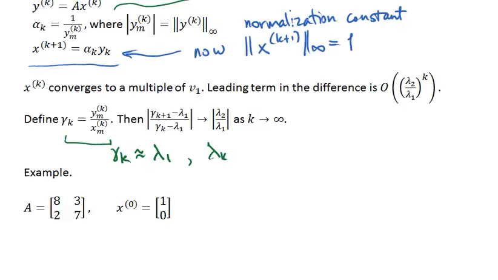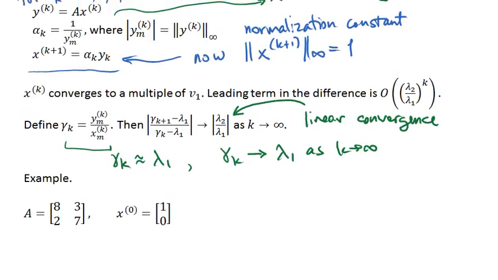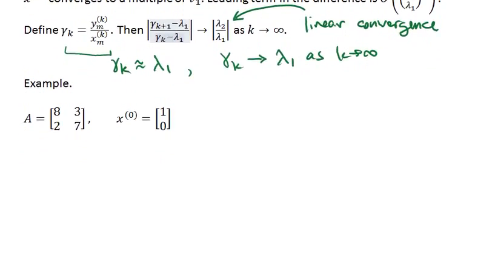In fact, gamma k converges to lambda 1 as k goes to infinity, and it does so at a linear rate. That's what this statement says. The ratio of the differences in successive steps approaches a constant, lambda 2 over lambda 1. That's our linear convergence rate. So the smaller that ratio, the faster the convergence. Remember, that's the ratio by which the error is reduced at each step.